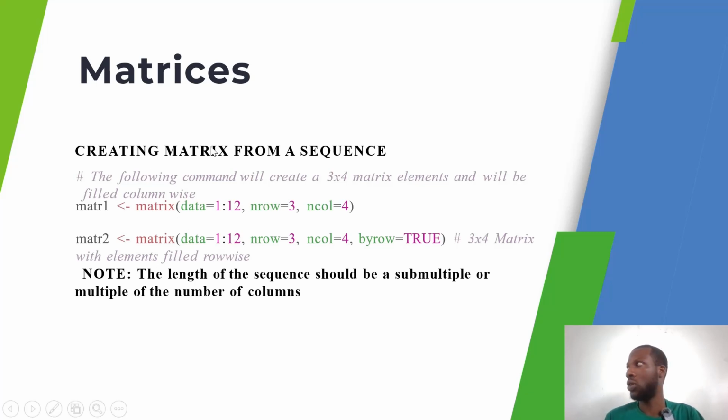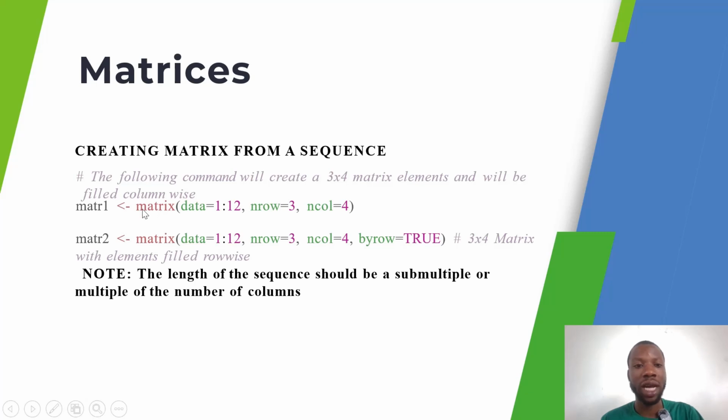Creating the matrices: most of the time when we are creating the matrices, we are creating them from a sequence. As we have seen the sequence operator, it is like I don't want to type a lot, but I can command the programming language so that it can generate it for me. So these are examples of how we can create a matrix.